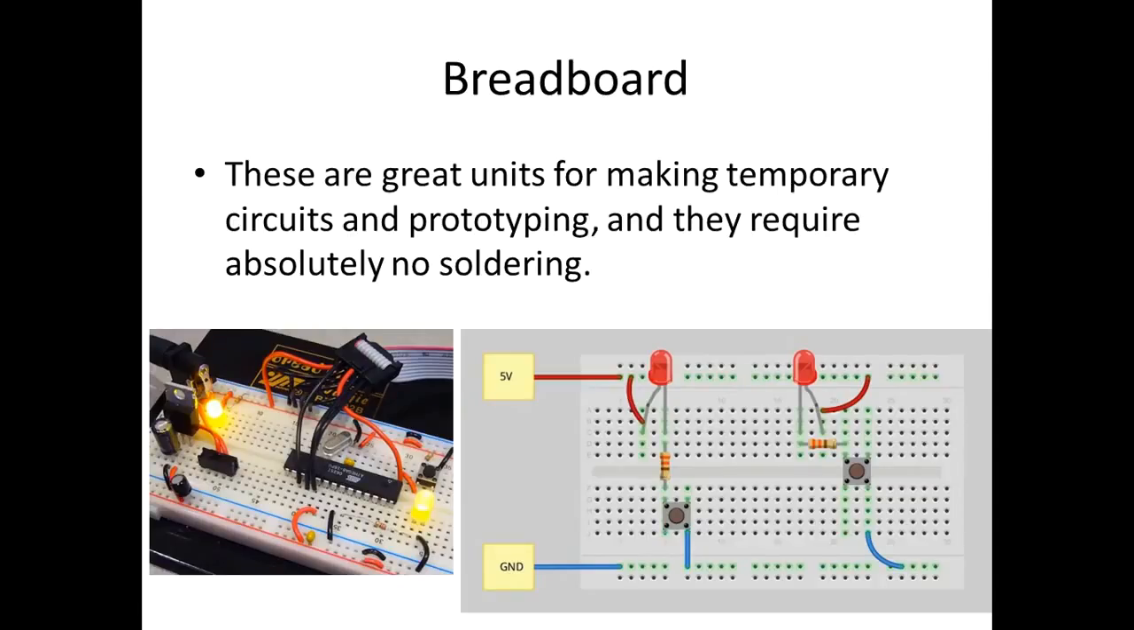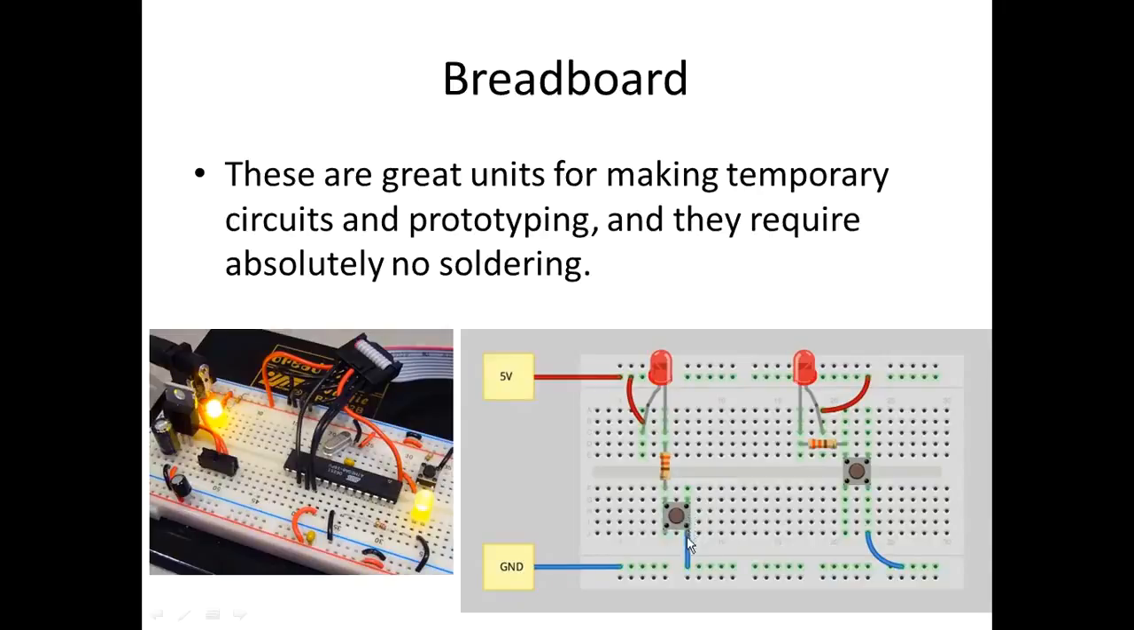A breadboard. These are great for making circuits and prototyping. They require absolutely no soldering. Here you can see an example. We have the positive 5 volts coming in. You can see that the wire comes off of here, lights up the light emitting diode, and then we have the resistor, which pushes it forward through the switch.